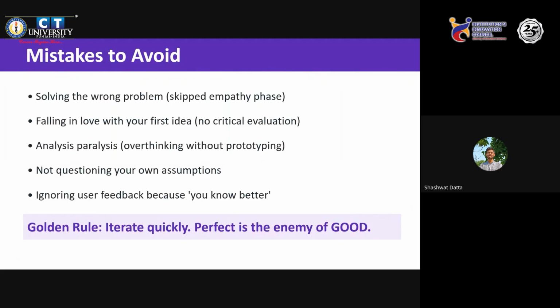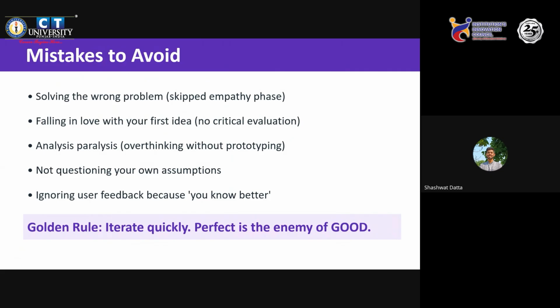Here are some quick hits on what not to do. Solving the wrong problem. This means you have skipped the empathy phase. You assume multiple things that do not turn out to be true. Now you're solving something that nobody cares about. You're just adding a solution to a problem that you have created, not the other way around.